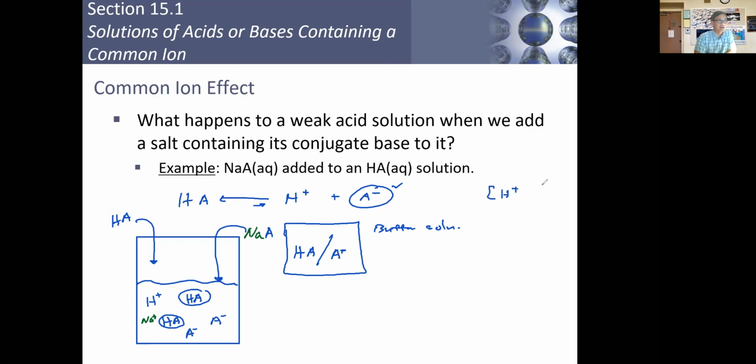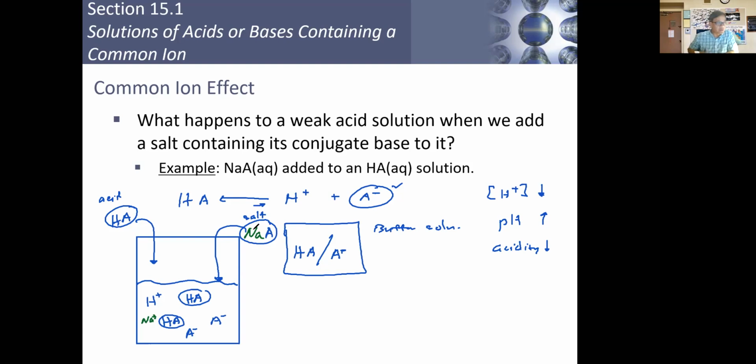As the hydrogen ion concentration decreases, the pH will increase, which means the acidity will go down. So we have a solution that's less acidic. And this is what we refer to as the common ion effect. There's a common ion that's shared between the acid and the salt that we add in. This is the acid, and this is a salt. These are two different compounds, but they share this common ion, the A minus.